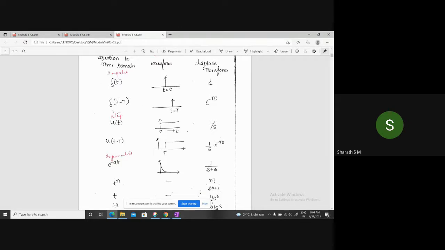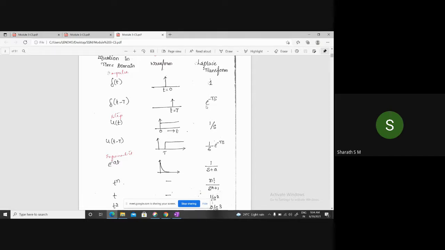So these are the equations, the starting 5 equations, as we know from signals. The impulse response delta of t indicates we have a signal at t equal to 0. So the Laplace of the impulse is equal to 1. In the same way, delta of t minus T means it is shifted by T. So at t equal to T, we have an impulse. The Laplace of that is e power minus Ts.